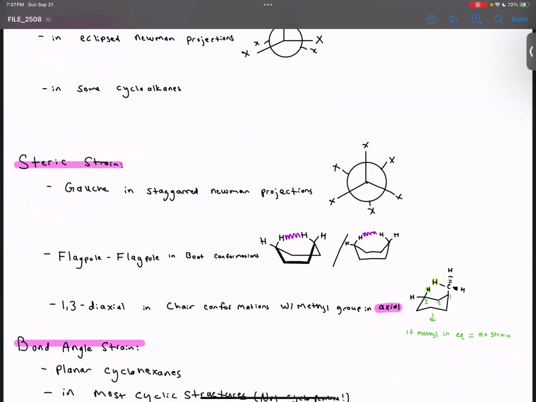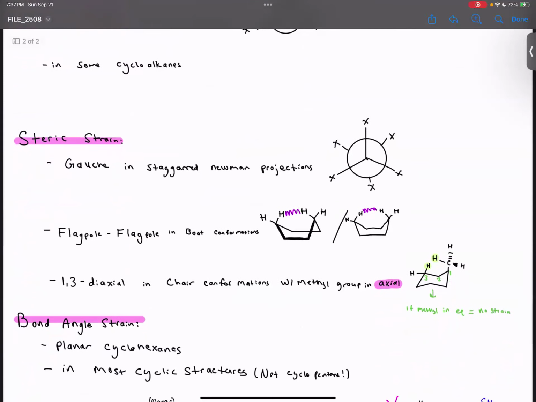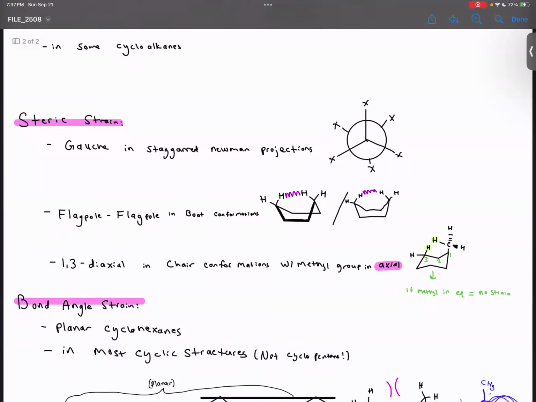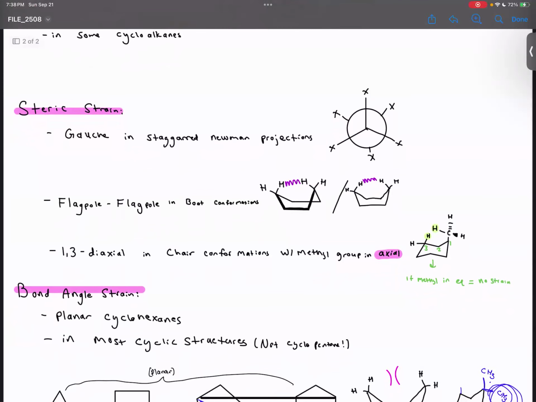And I think I have a quiz that I can send out to the group chat. It's really helpful because some of this stuff is kind of small. And then 1,3-diaxial in chair conformations with methyl groups in axial. So if the methyl group is in equatorial, there is not going to be a strain, but because it's up, it's really big and really annoying.